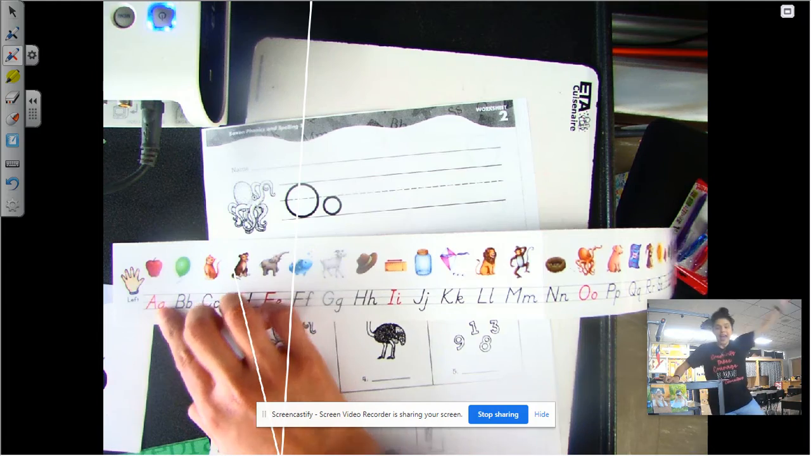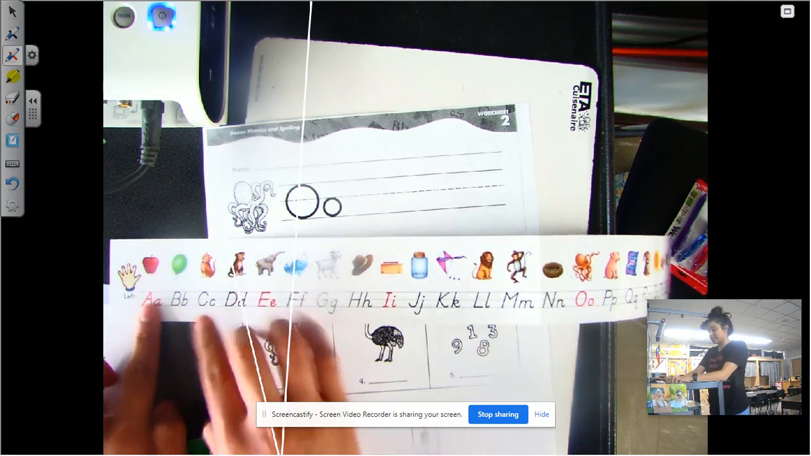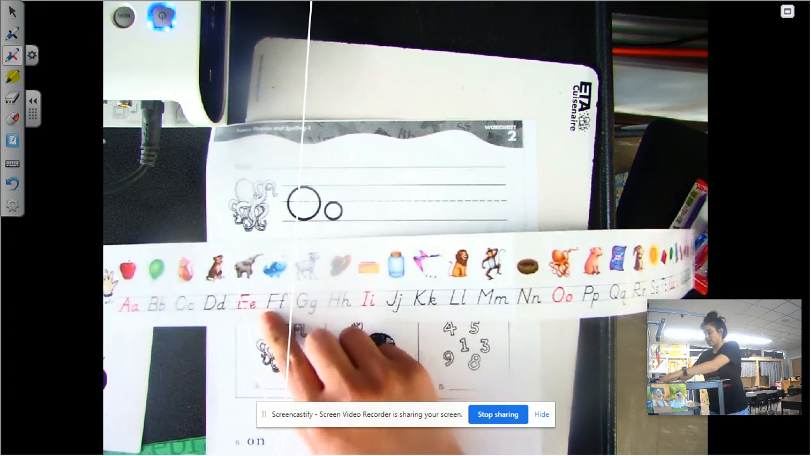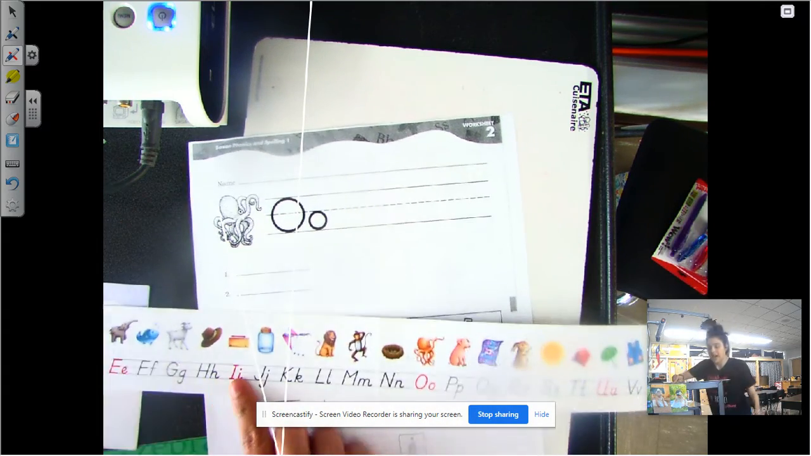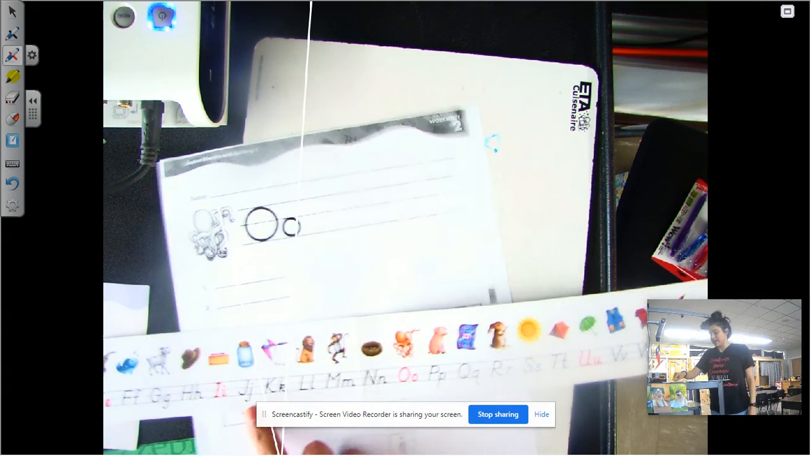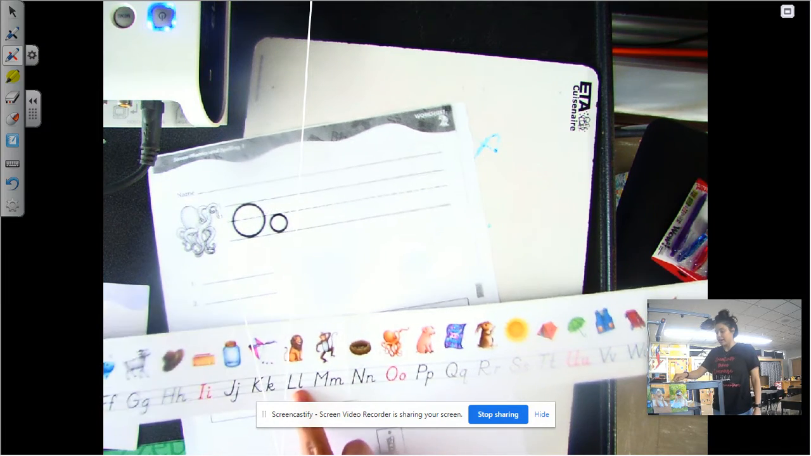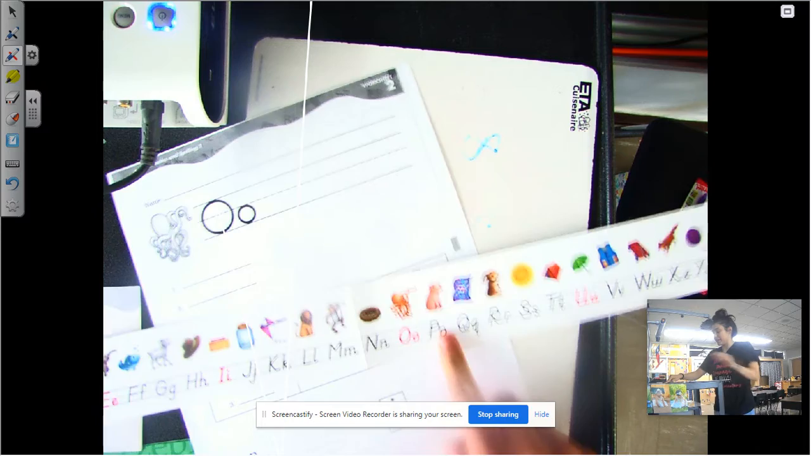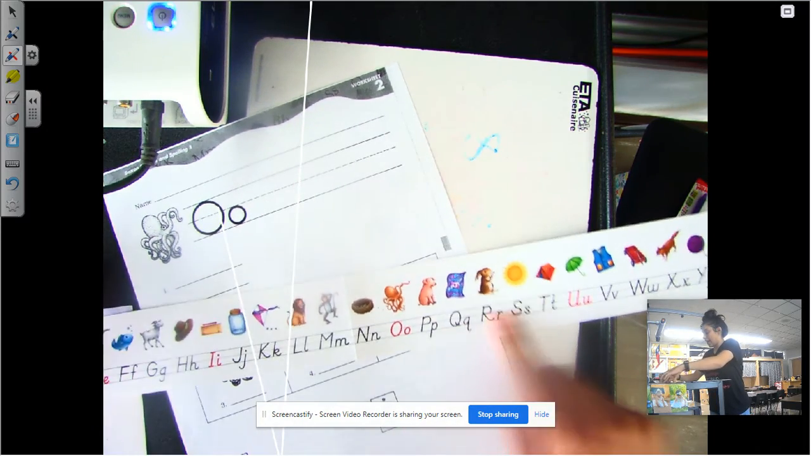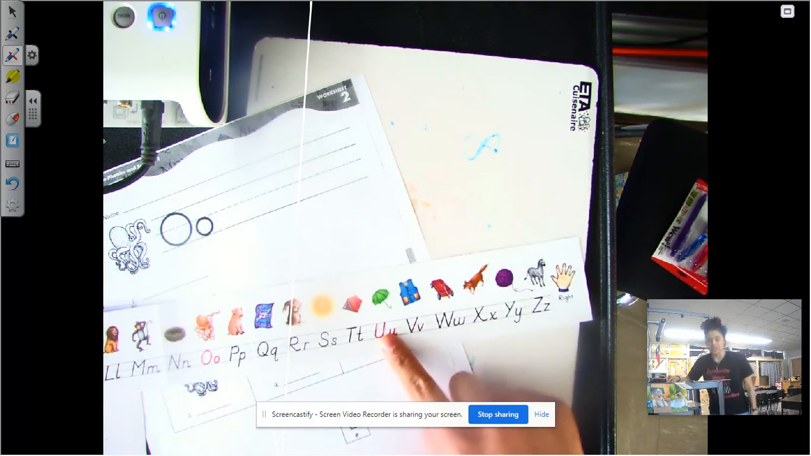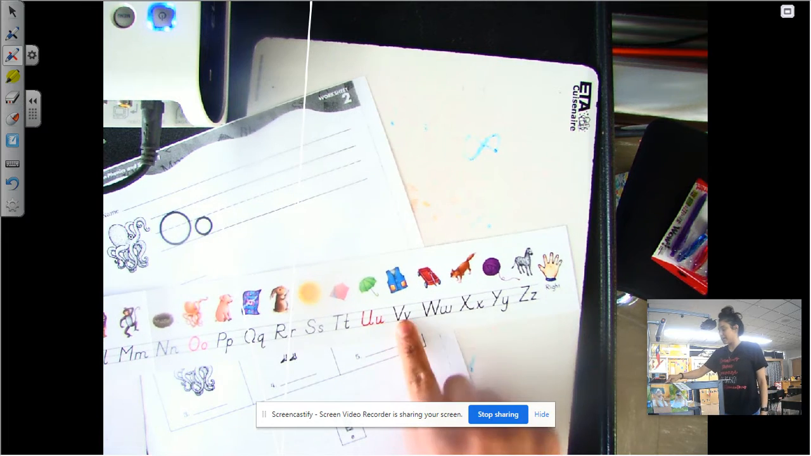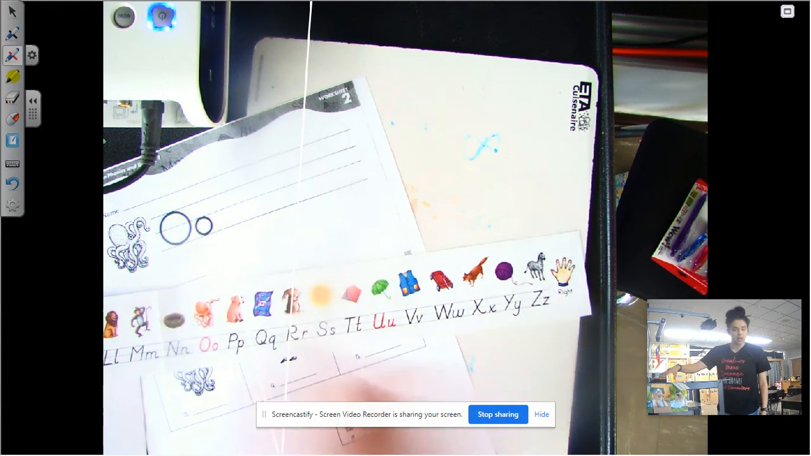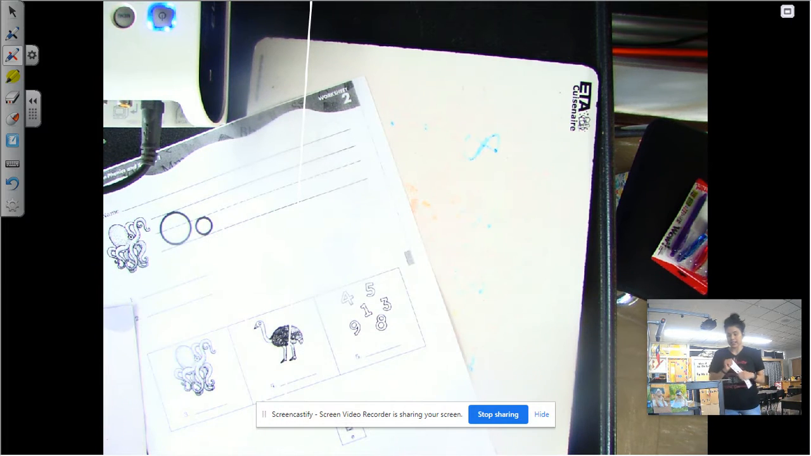Ready? A, B, C, D, E, F, G, H, I, J, K, L, M, N, O, P, Q, R, S, T, U, V, W, X, Y, Z. It's harder than it looks, but I did it.